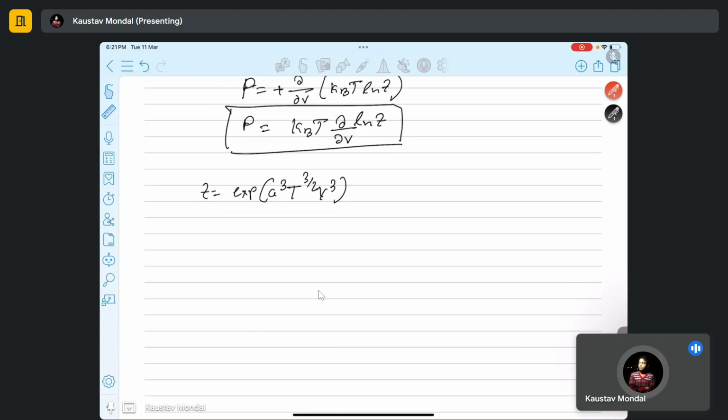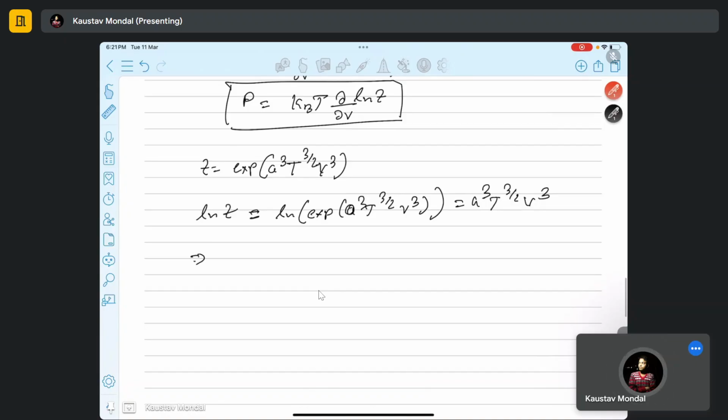First, in order to calculate the pressure term, we have to calculate ln Z. ln Z would be the ln of the exponent, V T to the power 3 by 2. Now taking del V of this gives you 3 V square T to the power 3 by 2. So this would be the pressure term.